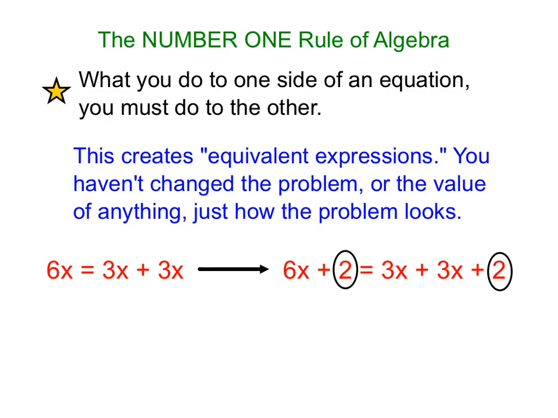So this basic example I provided here, 6x equals 3x plus 3x. So those are the same, right? Because the 3x would equal 3x. If I'm going to add 2 to both sides, I haven't changed anything, right? It's now 6x plus 2 and 6x plus 2 on the right side, just the 3x's would combine together. So again, what you do to one side of the equation, you must do to the other.